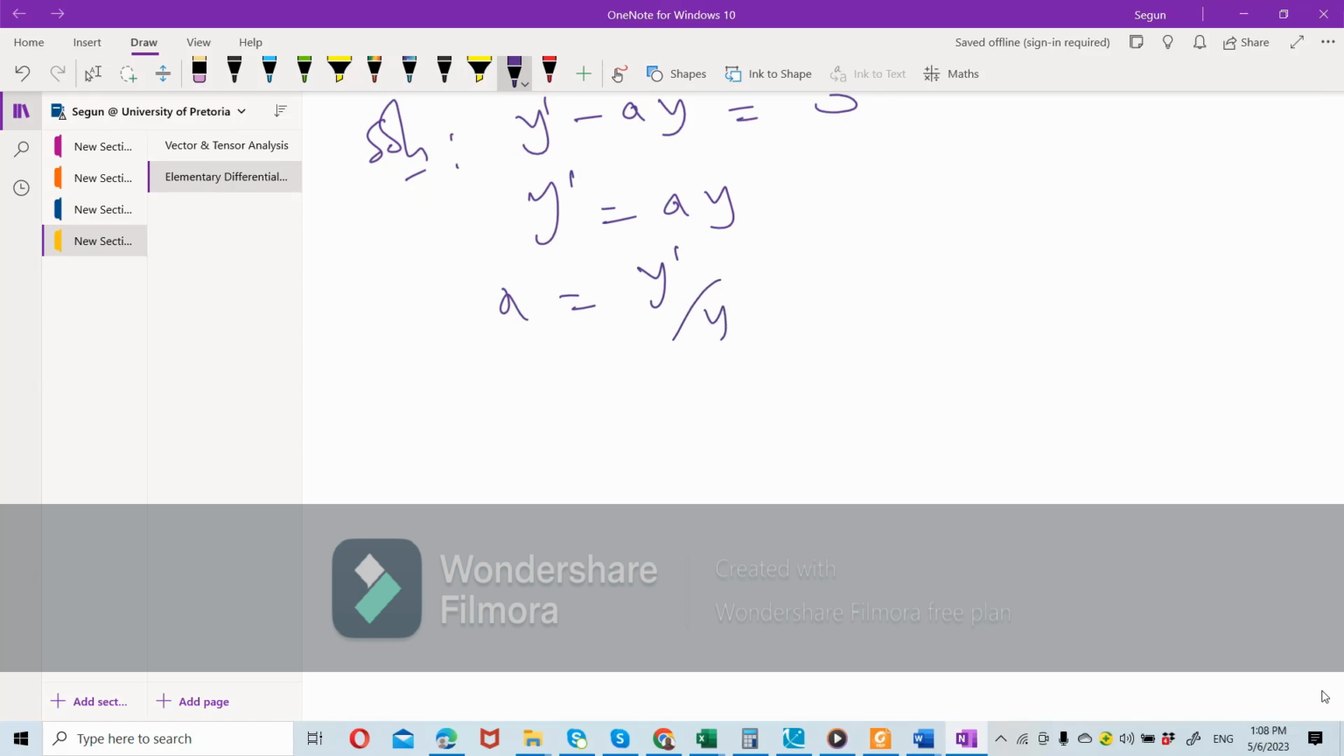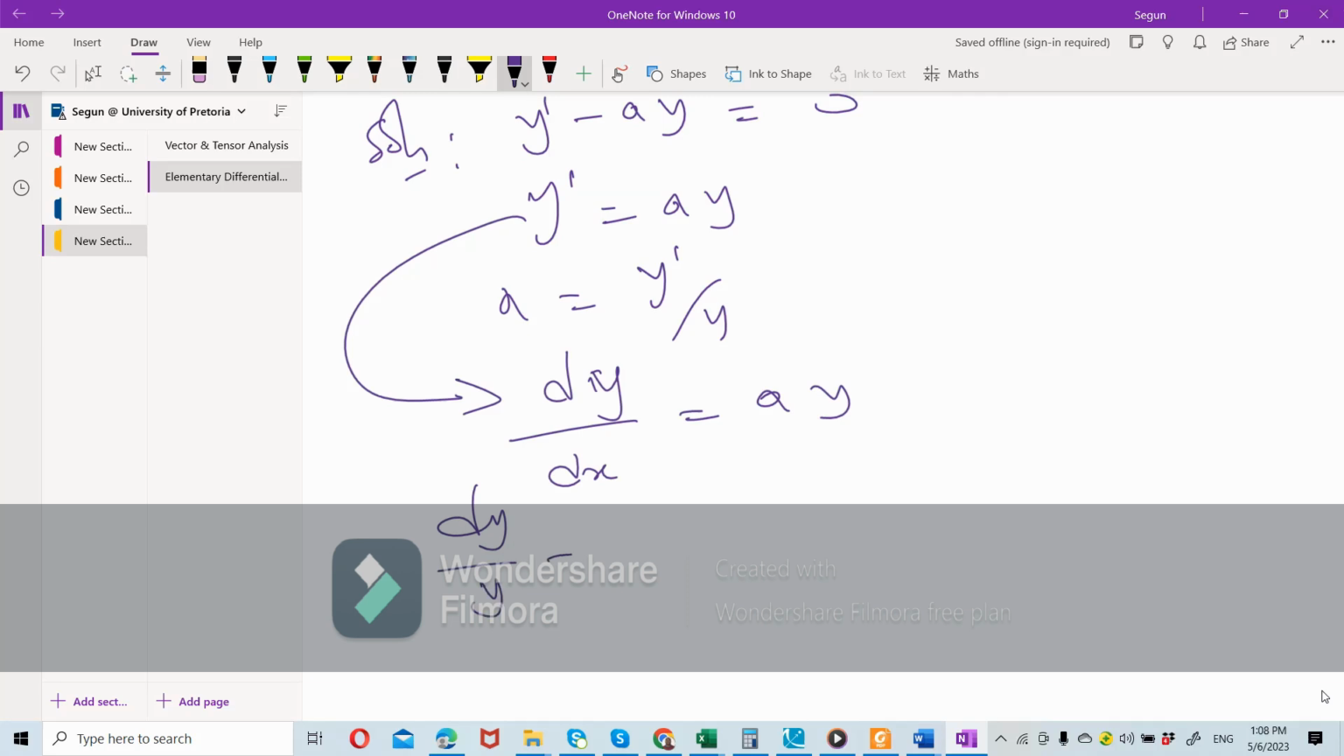So I can have something like this, but this is not the equation I'm looking for. But let's look at this one. This is meaning dy over dx equals to ay. I can look for using separable variable now. If I use separable variable, I will have dy over y equals to a dx. Do you agree with me? dy over y equals to a dx.